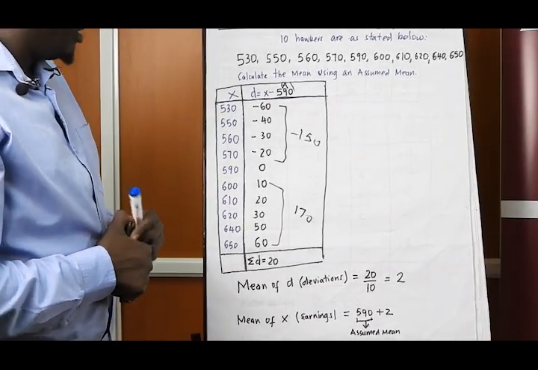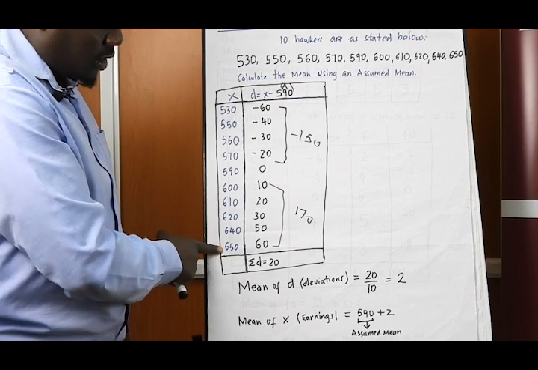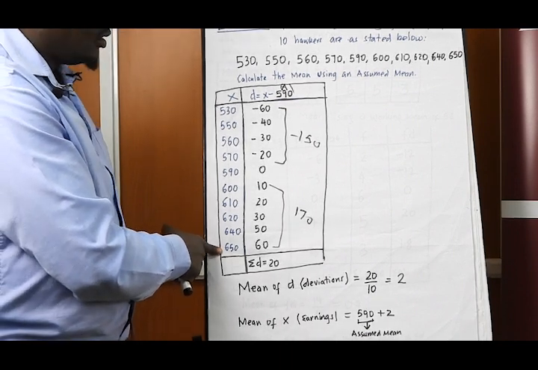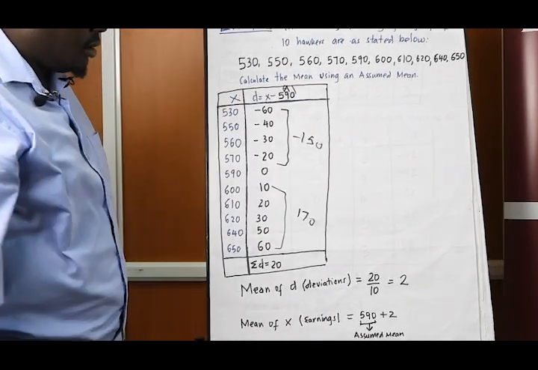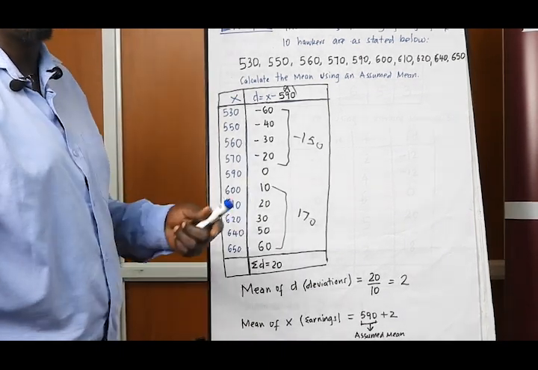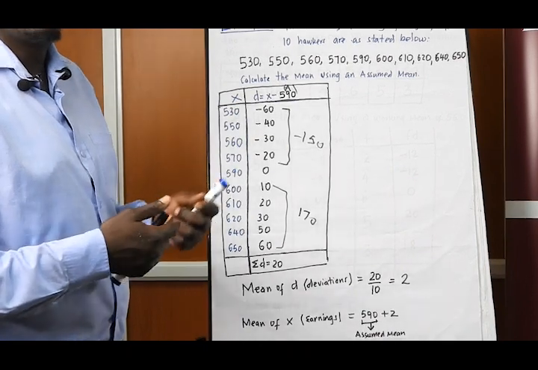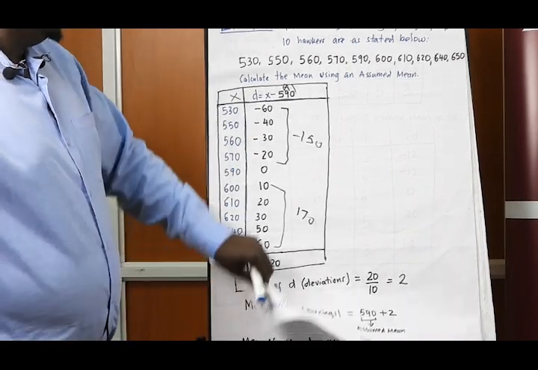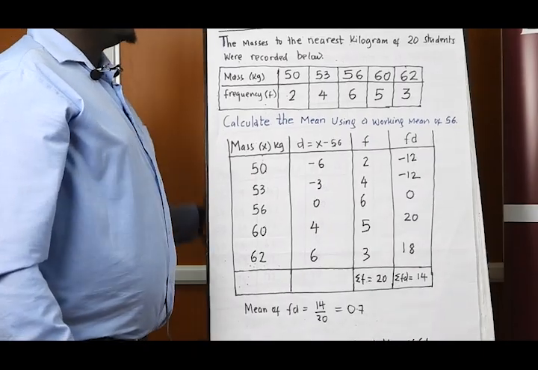We note that if we are to add all these numbers manually, it would be cumbersome. So using an assumed mean makes our work easier. That is why it's good to use an assumed mean for big data. We move to example 2.